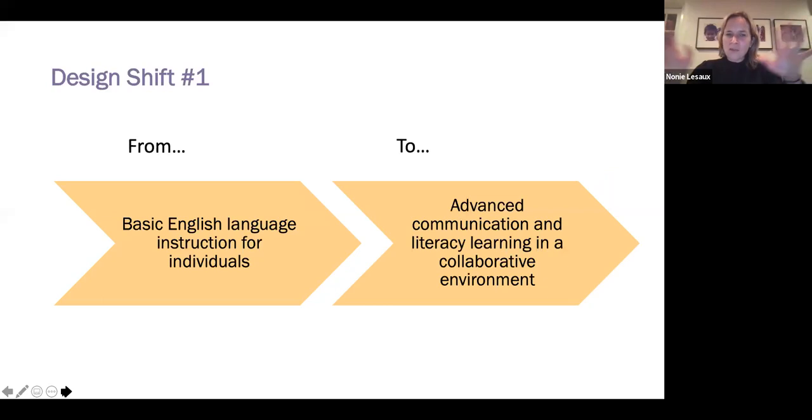So let me say more about this first shift, which is from that basic English language instruction for individuals to organizing for advanced communication and literacy learning in a collaborative environment. And of course, we are still aiming to teach basic language, but the way in which that occurs and the level at which we think about the basic instruction sits in this larger approach that is more about the environment and getting to the advanced levels.